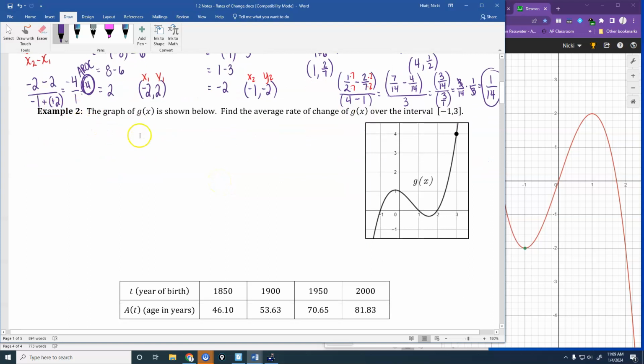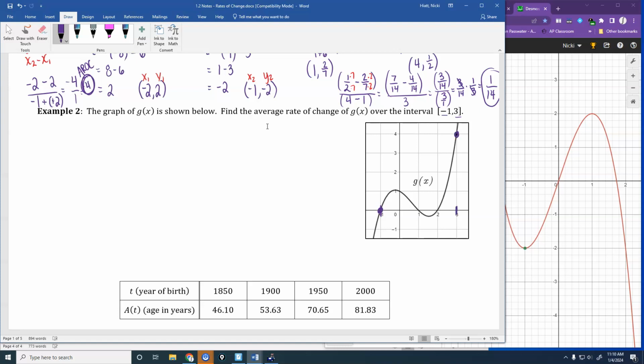Okay, example 2 is a graph. It wants the average rate of change over the interval from -1 to 3. For graphs, you're going to look at where the x-coordinate is -1. That's this point right here. And where the x-coordinate is 3, that's this point right here.